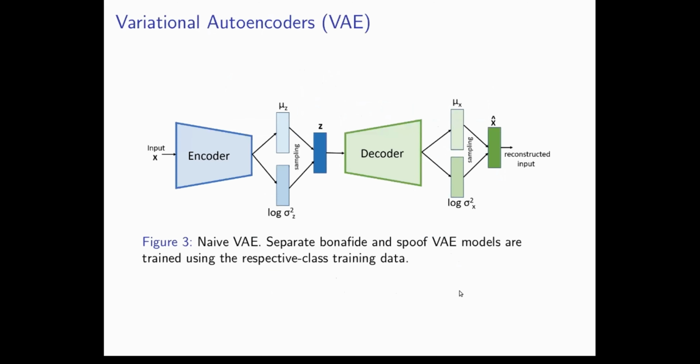So in terms of backend classifier, we investigate VAEs from multiple perspectives. We start with the naive VAE, or the traditional VAE, wherein we train two separate VAE models to model bona fide speech data and the spoofed speech data. As we all know, a VAE comprises an encoder and a decoder. The encoder basically learns the distribution of this latent space, which the decoder uses to reconstruct the original input.